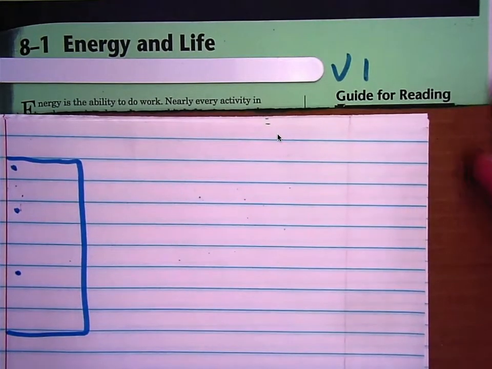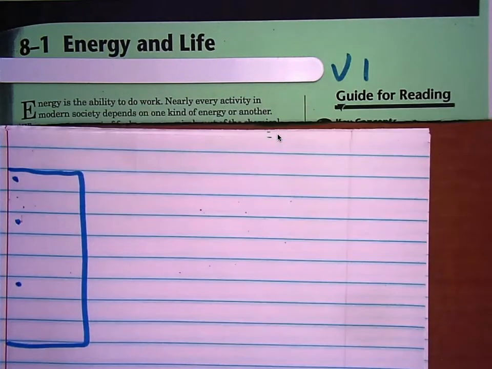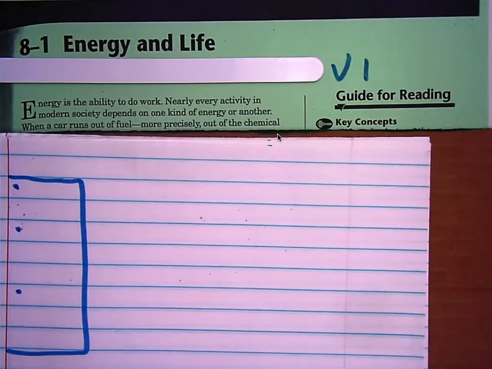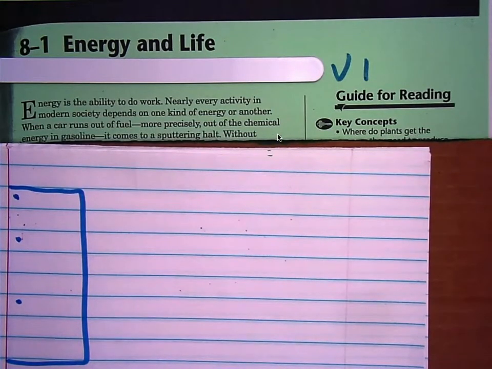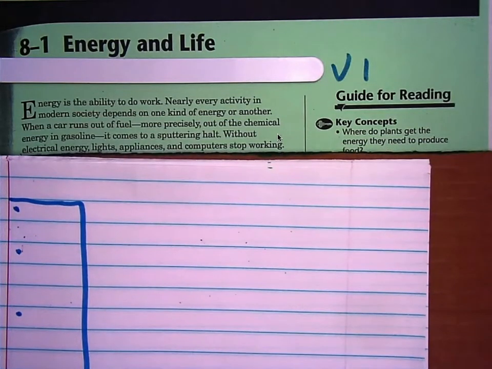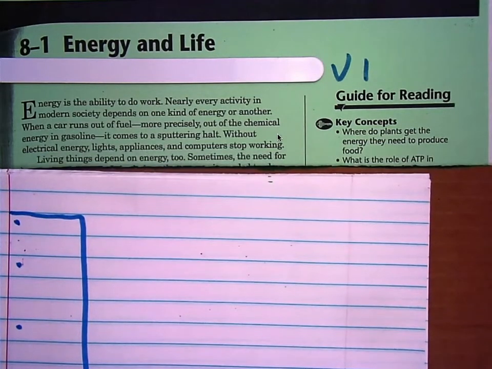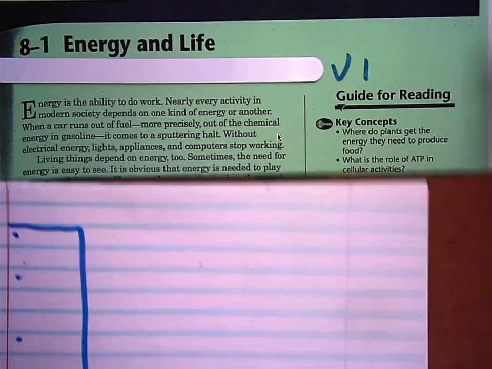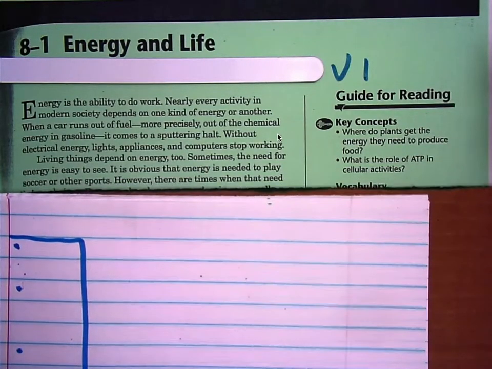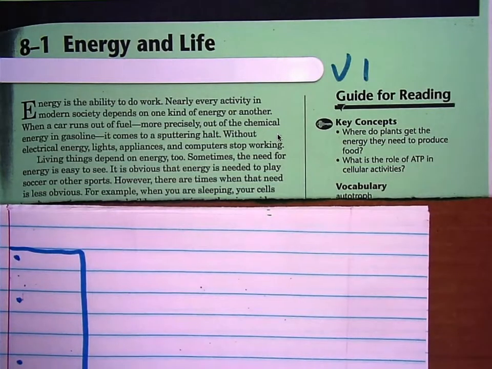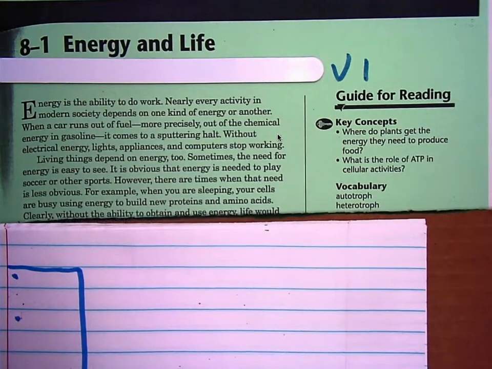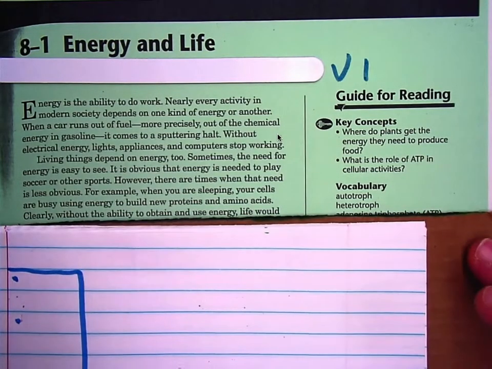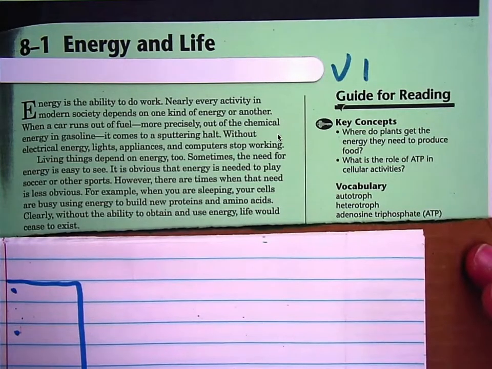Energy is the ability to do work. Nearly every activity in the modern society depends on one kind of energy or another. When a car runs out of fuel, more precisely, out of the chemical energy in gasoline, it comes to a sputtering halt. Without electrical energy, lights, appliances, and computers stop working. Living things depend on energy too. Sometimes the need for energy is easy to see. It's obvious that energy is needed to play soccer or other sports. However, there are times when the need is less obvious. For example, when you're sleeping, your cells are busy using energy to build new proteins and amino acids. Clearly, without the ability to obtain and use energy, life would cease to exist.